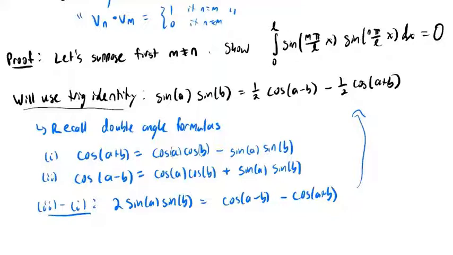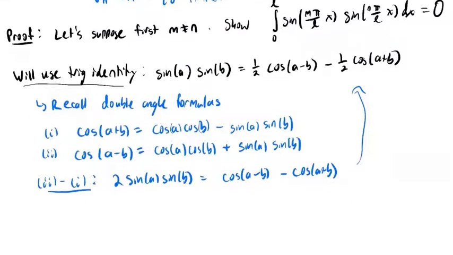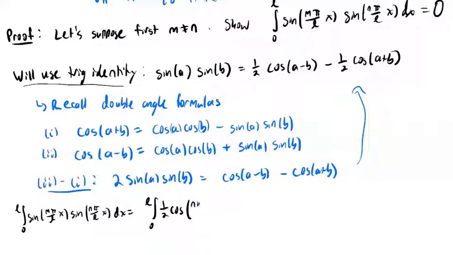Okay, but what we will do now is just plug in this formula to the integral. So this tells me that the integral from 0 to L of sine of m pi over L x, sine of n pi over L x is equal to the integral from 0 to L of 1/2 cosine of the difference of the two arguments, and then minus 1/2 times the cosine of the sum of those two terms.